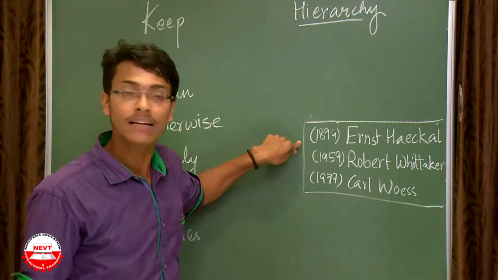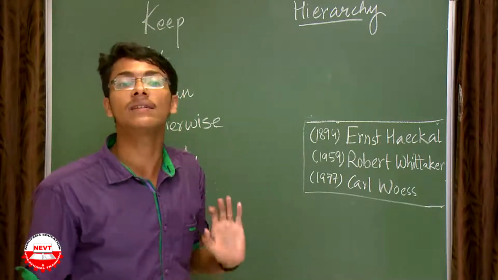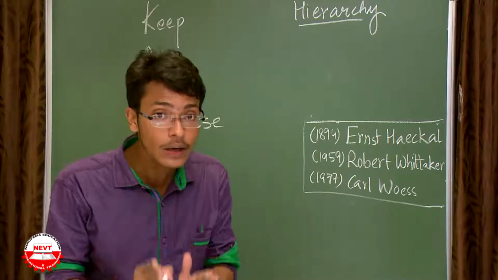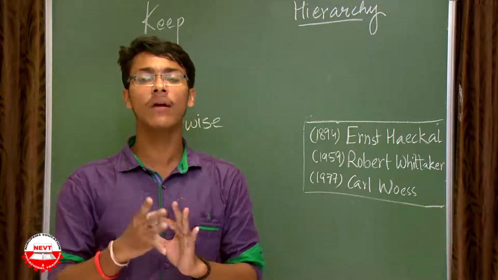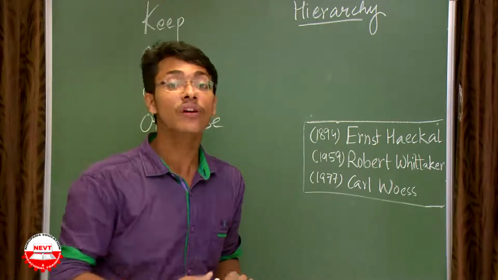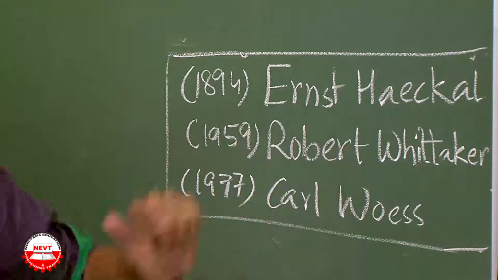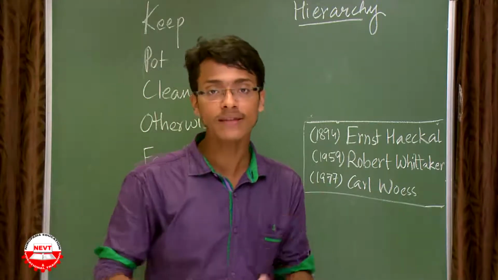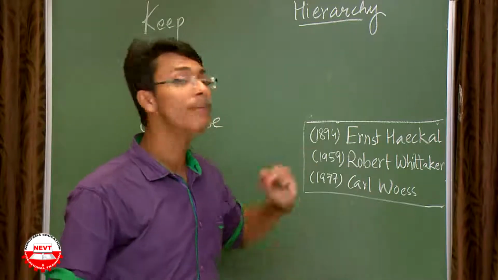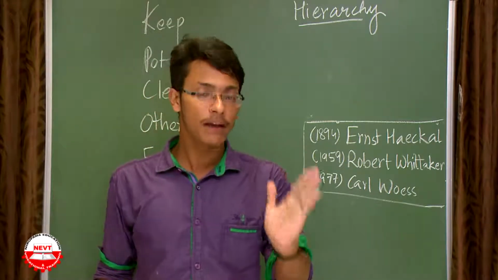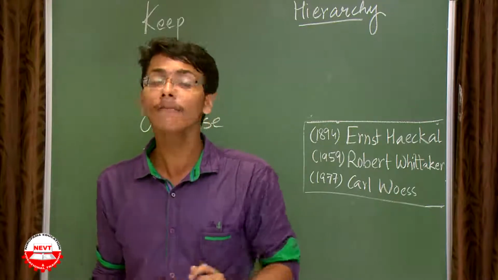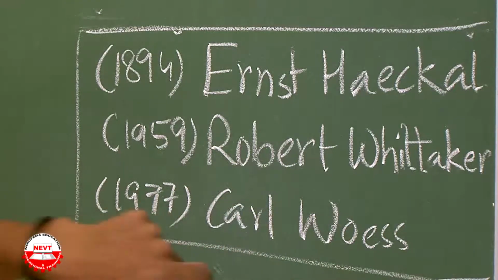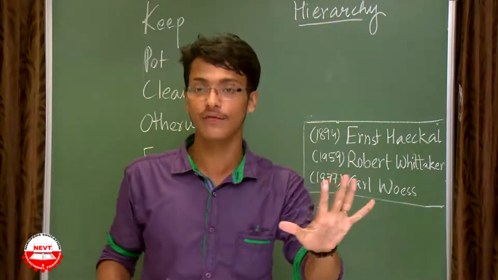First, Ernst Haeckel in 1894 made the classification of living systems. He made a three kingdom classification. He concluded that all the living organisms around us can be categorized into three groups. After him, Robert Whittaker came. He found that there was some mistake, some ambiguity in that classification. So he made a four kingdom classification, except that of animals and plants. Finally came Carl Woese in the year 1977, who made the five kingdom classification.